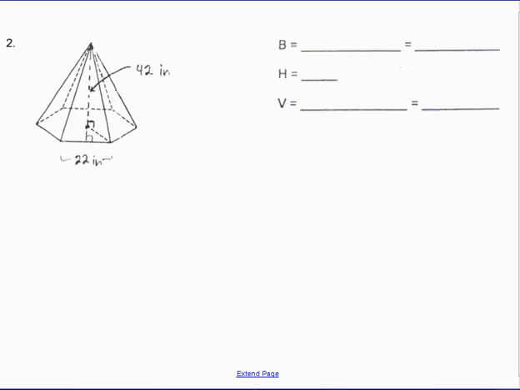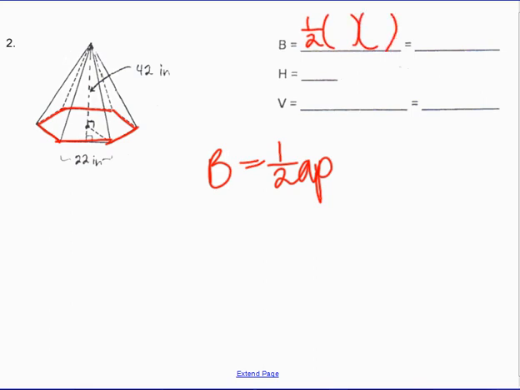To amp it up a little bit is when you get a more complicated base. So everyone's favorite, it's a hexagon. The formula for a hexagon is 1/2 AP. And of course, they don't give us everything, so I'm going to have to figure out how to get my apothem and my perimeter and all that jazz. So I'm just going to draw that base over.